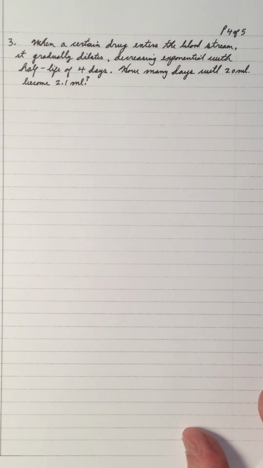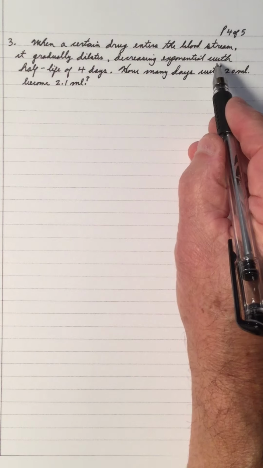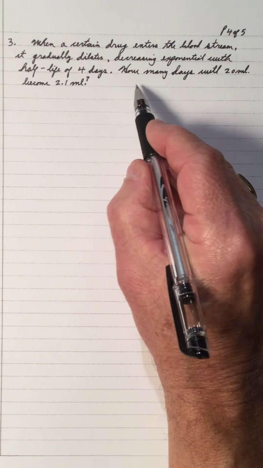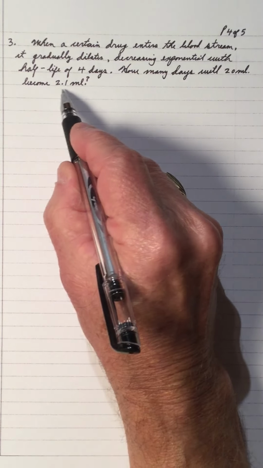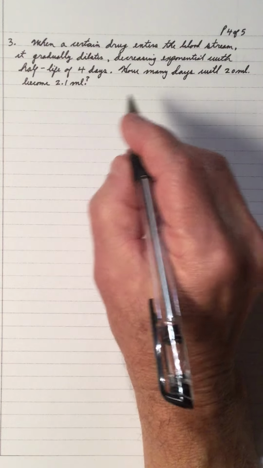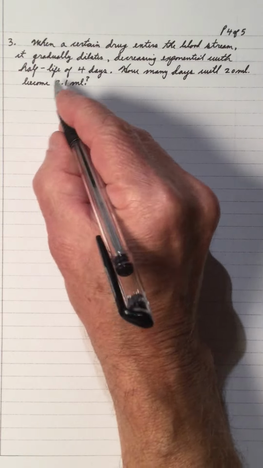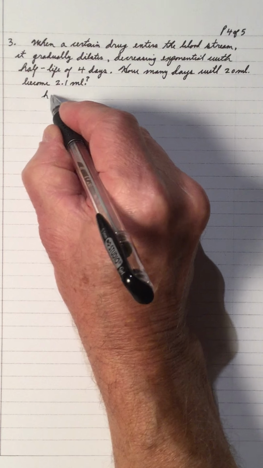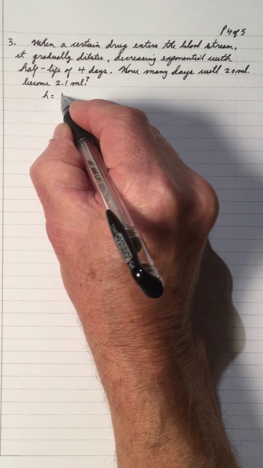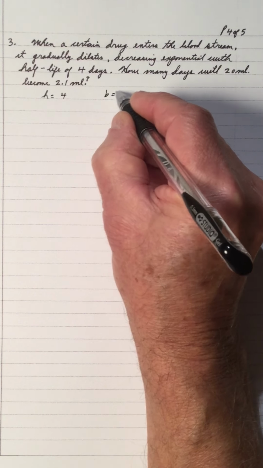So we have another problem. When a certain drug enters the bloodstream, it gradually dilutes, decreasing exponentially with a half-life of 4 days. How many days will 20 milliliters become 2.1 milliliters? So we have a decrease again, but it's a half-life this time. It's an exponential, so the half-life H is 4 days, and a half-life means the base is a half.